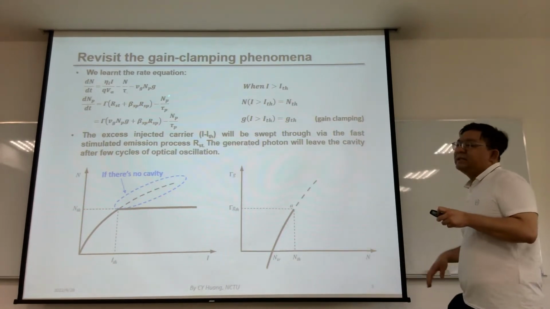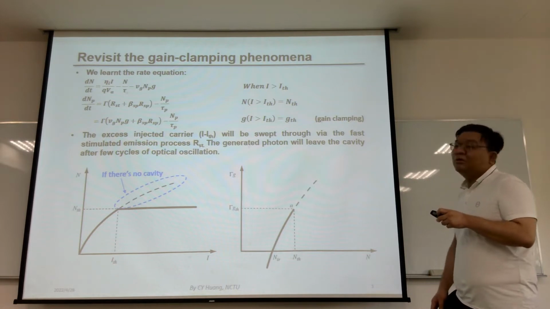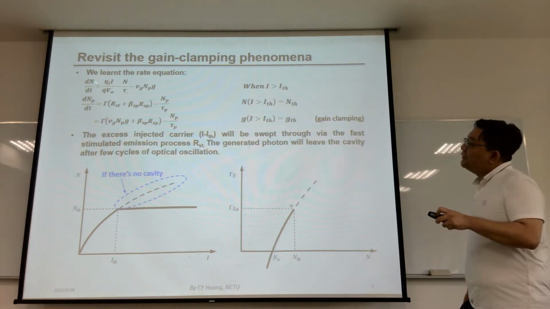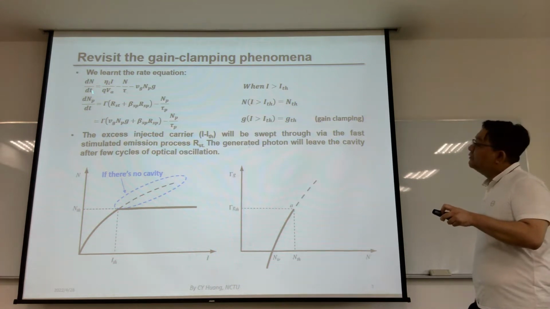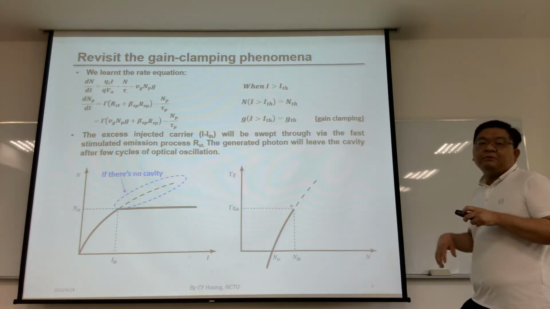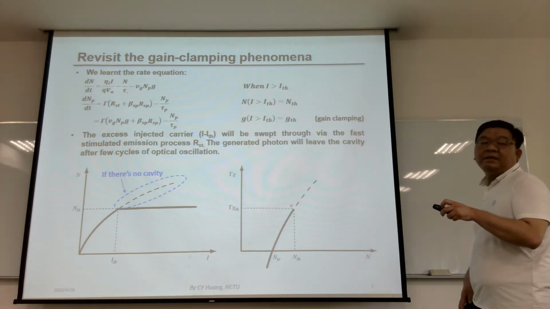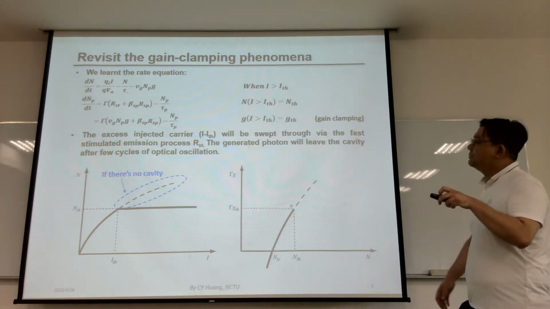Last week we said that in the diode laser there will be two coupled equations. One is for the carrier concentration, which we call dN over dt. And the second one is the concentration of photons, so we call it N_P, with P in the subscript.